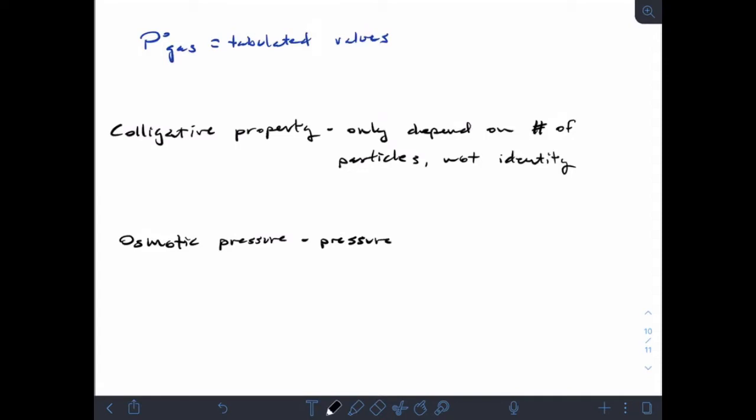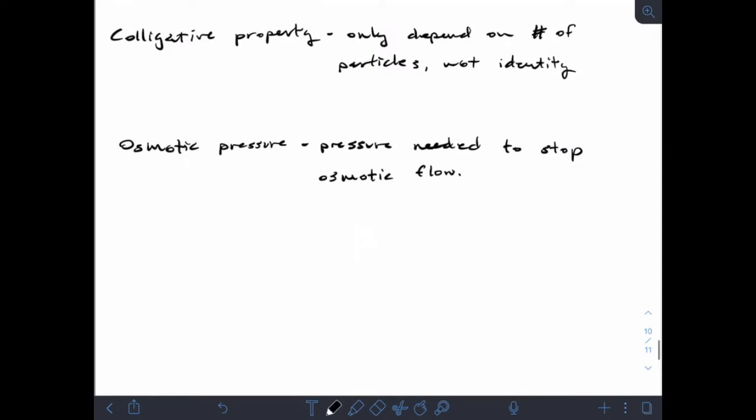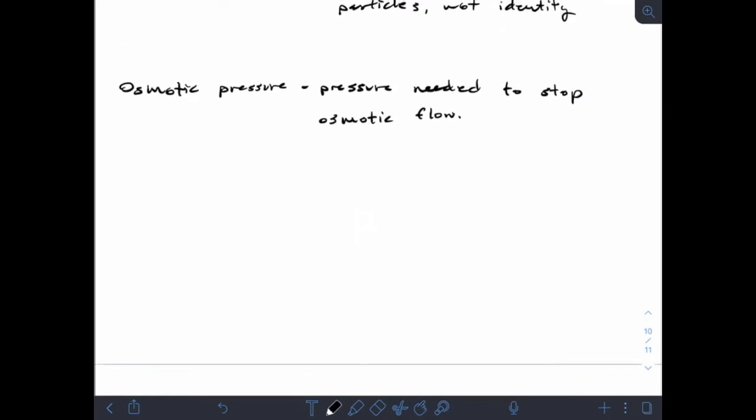kind of oddly. Osmotic pressure is defined as the pressure needed to stop osmotic flow. Okay? And osmotic flow is a natural tendency to increase entropy, just like mixing. Okay, so let's talk about an example of what this is.